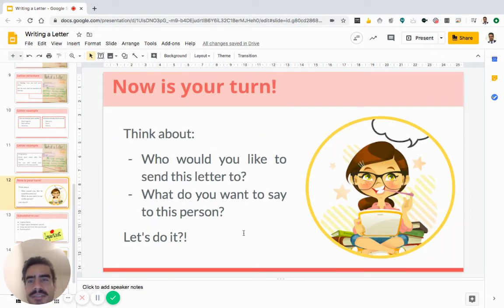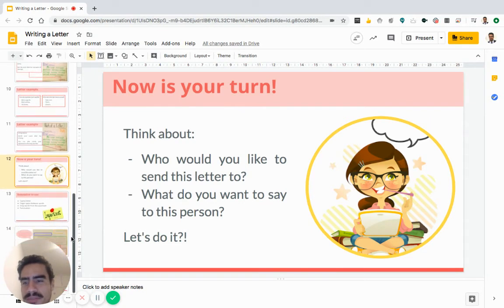So now is your turn, guys. You should think about two questions. First one, who would you like to send this letter to? So think of a person that you are missing a lot and that you would like to communicate with. And second question, what do you want to say to this person? What message do you want to put in your letter?